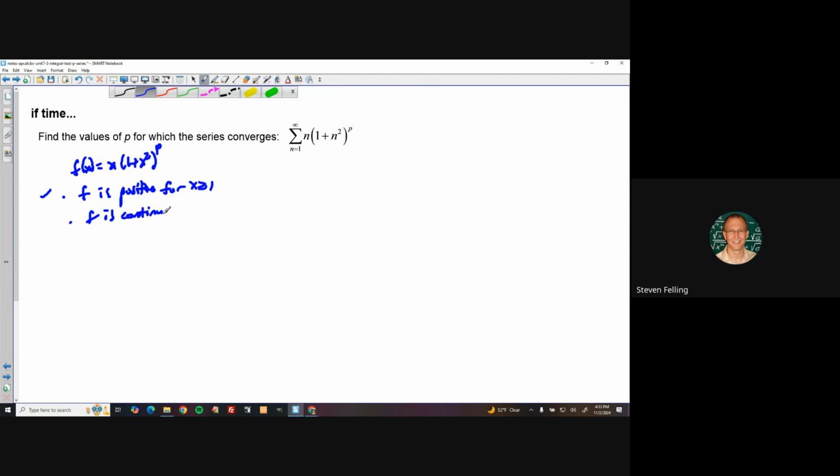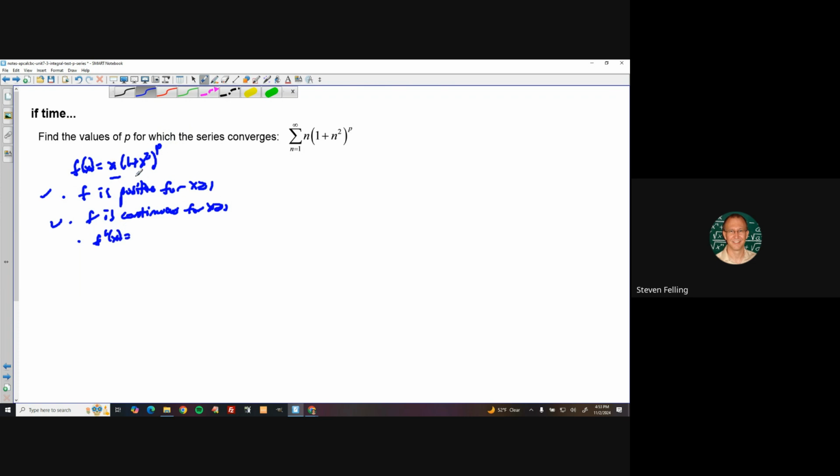Let's see, f is also continuous. There's nothing in here that's dividing by 0 or logs that have problems with the domain. So that will be continuous for x greater than or equal to 1 also. And then for decreasing, we can go ahead and do a derivative here.